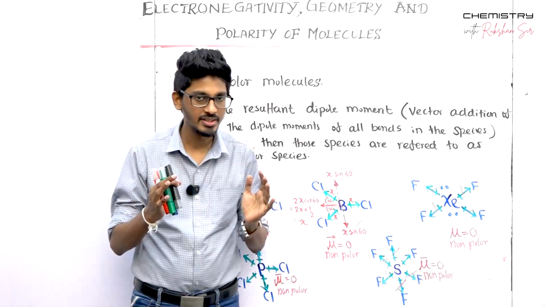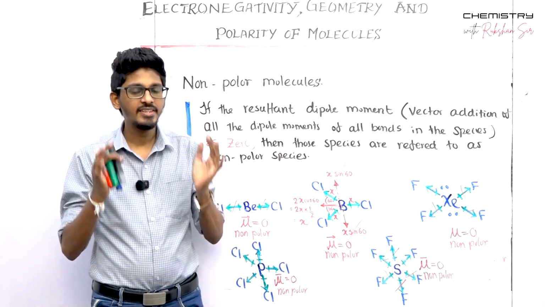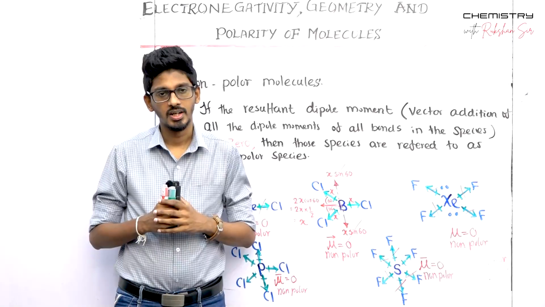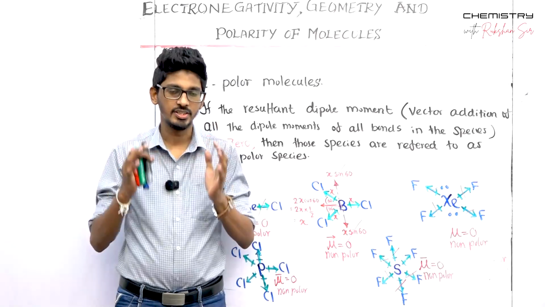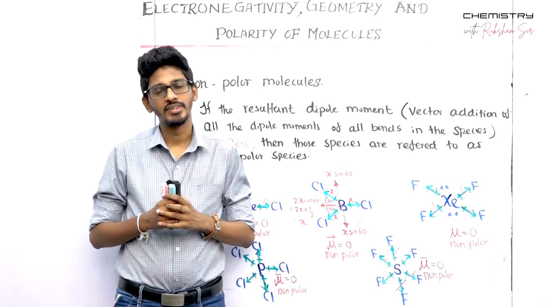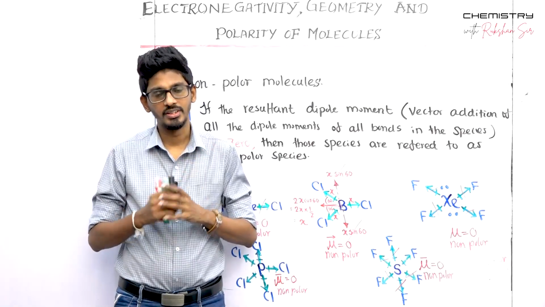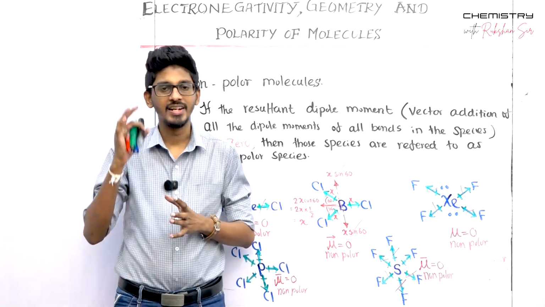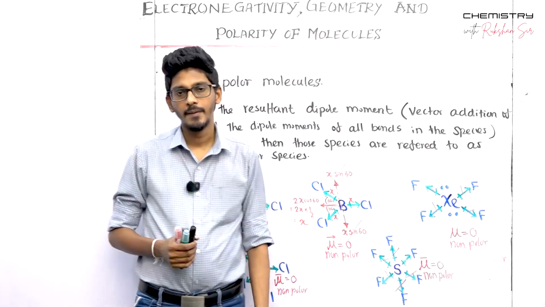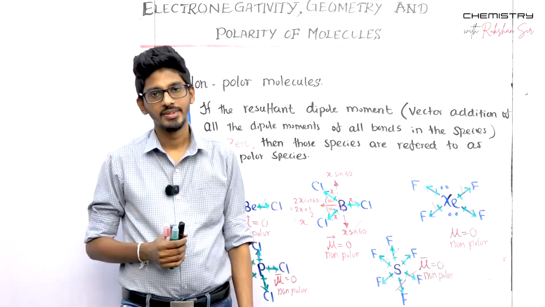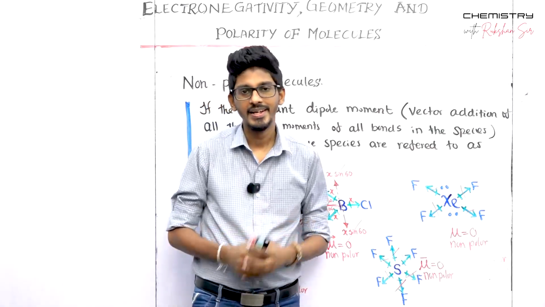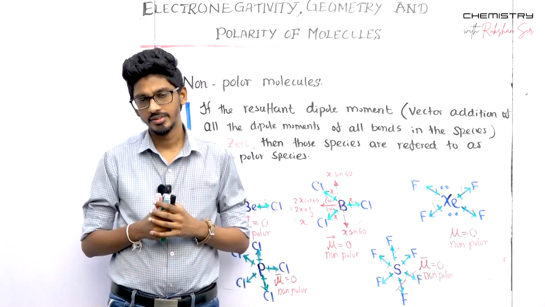Resultant dipole moment means the vector addition of each and every dipole moment of the species. Vector addition of dipole moments of each and every bond in your molecule is referred to as net dipole moment. If that is 0, then your species is referred to as a non-polar species. And these non-polar species are also referred to as symmetric molecules.